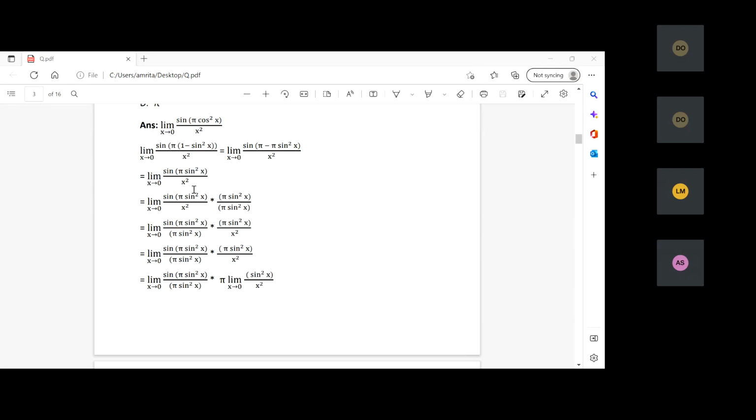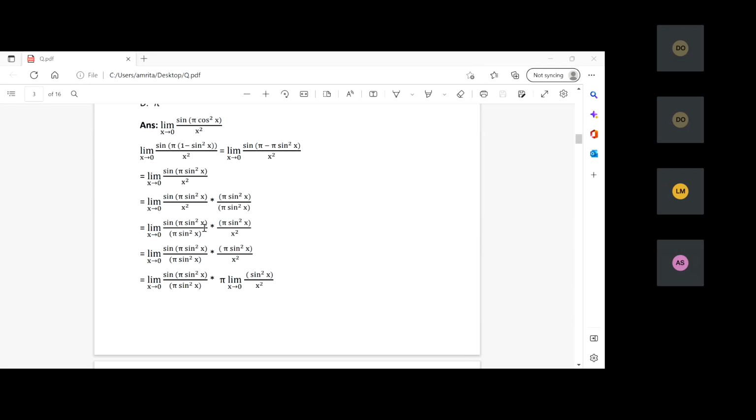Now, as I want to use the formula sin x by x form to solve this, what I'm planning to do is multiply and divide by pi sine square x. So I'm multiplying it with pi sine square x and dividing it with pi sine square x, so I'll have the same term here. So limit x tends to 0, sine of pi sine square x divided by pi sine square x multiplied by pi sine square x by x square. So you can take this pi outside. So what this will be? Something like limit f of x tends to 0, sine of f of x by f of x.